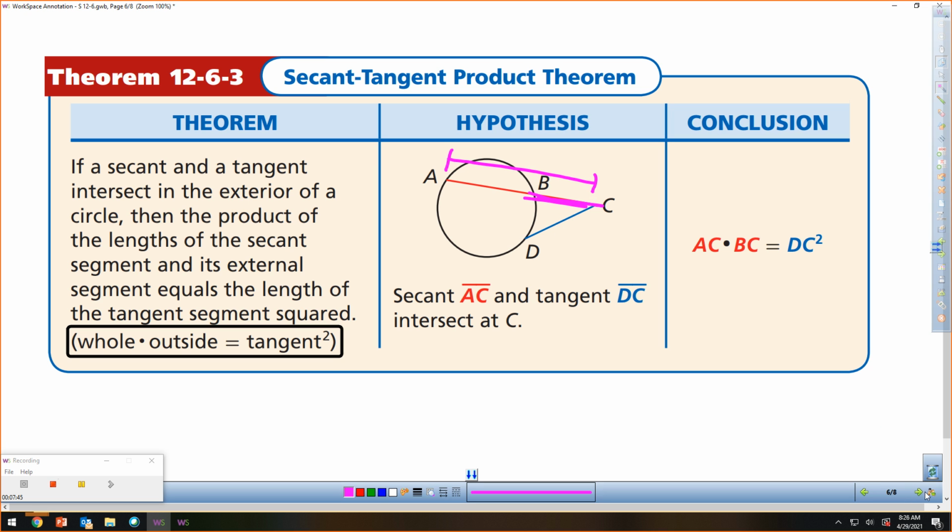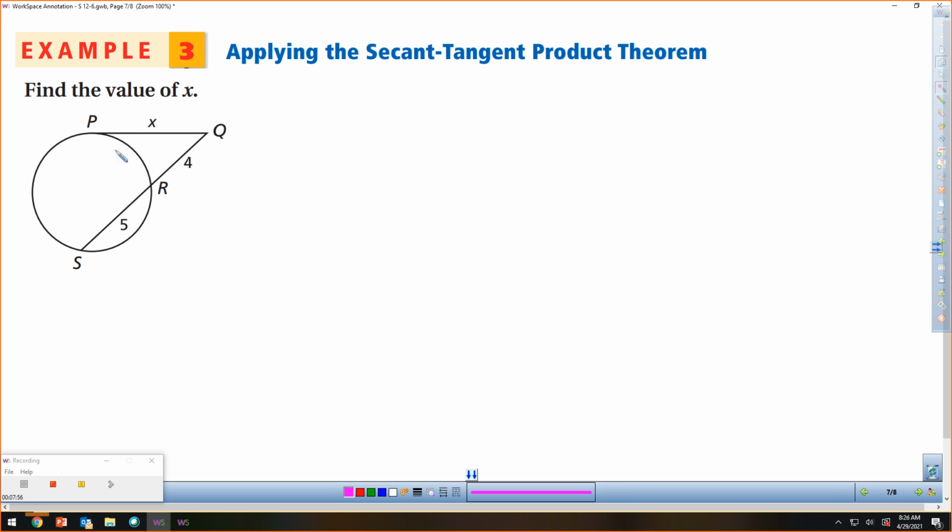Okay, so let's do the next example. We have a secant and a tangent. So this is whole times outside, so the whole thing is SQ times the outside. What segment is my outside? RQ. And that's equal to my tangent line, PQ, squared. Okay, so whole times outside equals tangent squared.